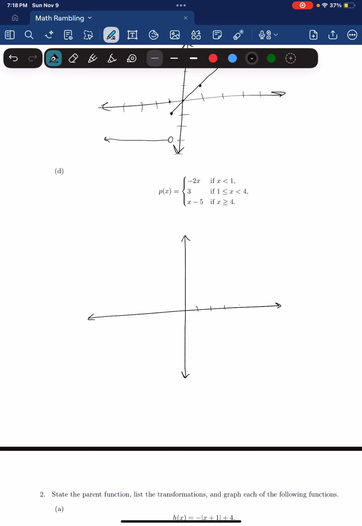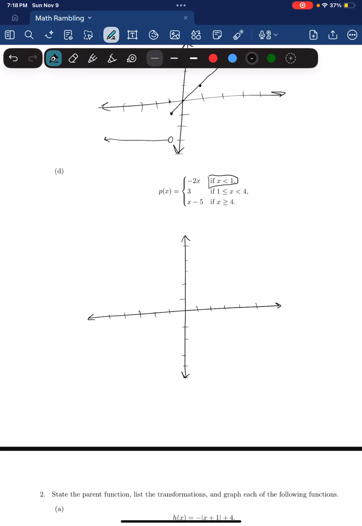Boom, boom, boom. 4, 5. 1, 2, 3, 4, 5. Okay. X is less than 1. Okay. 1 is right here. Well, okay. So this one's getting a little bit more complex with multiple lines and stuff. So I'm going to go back to what I did on the first one.